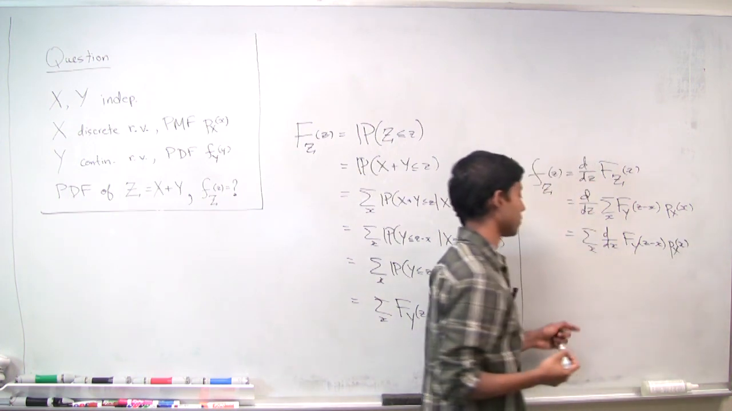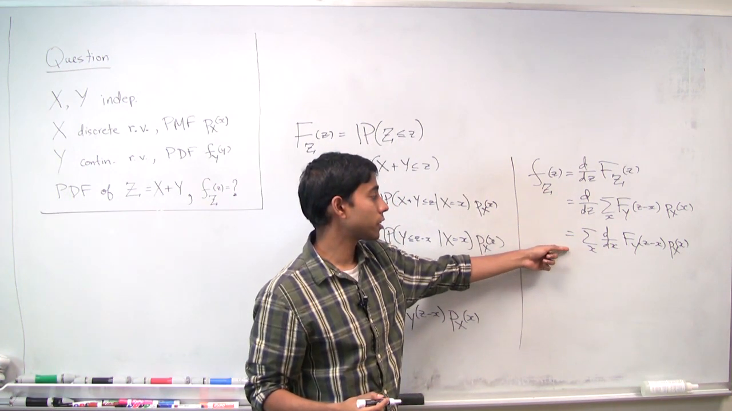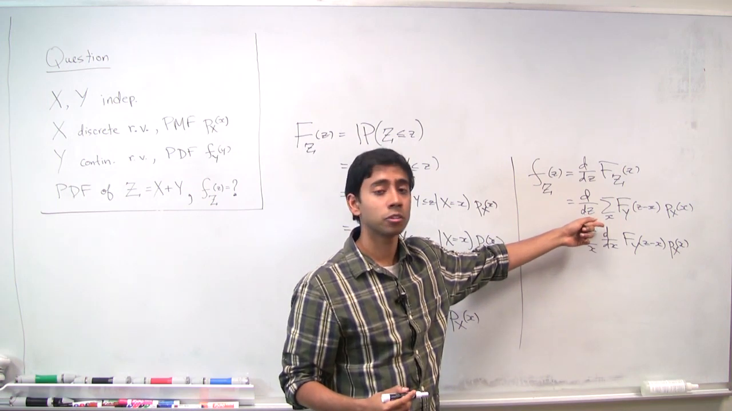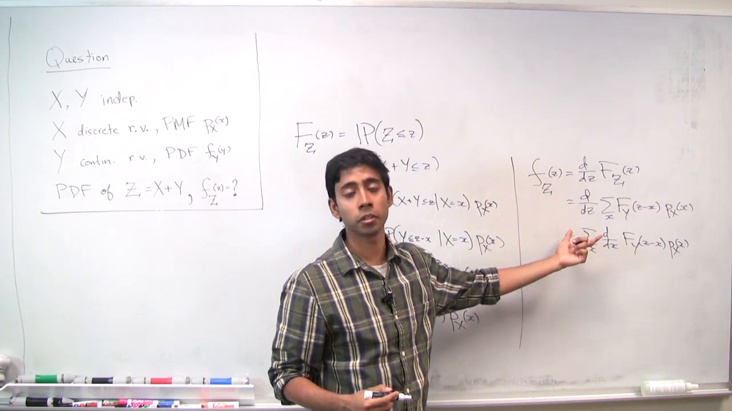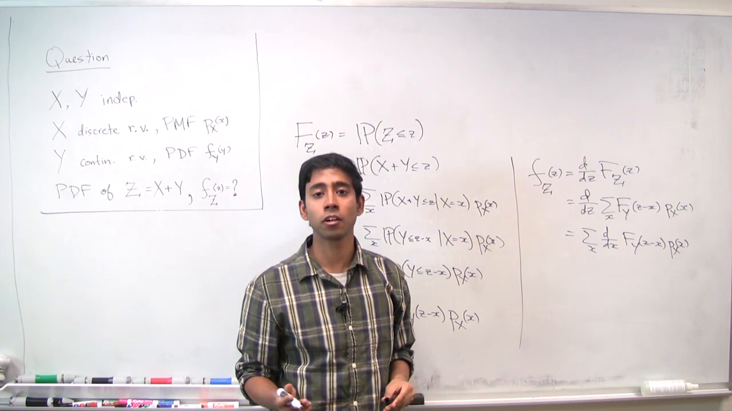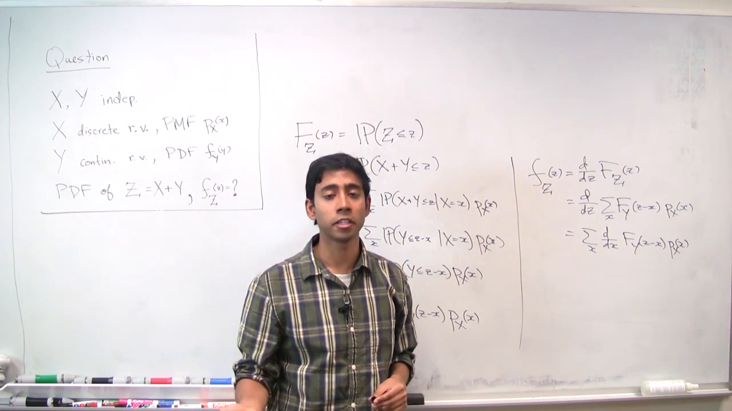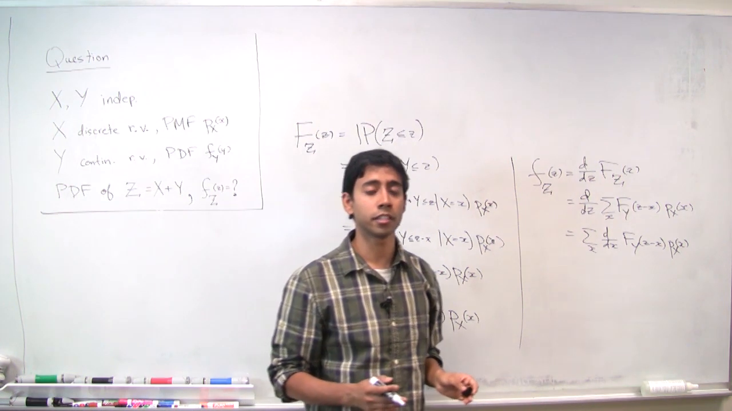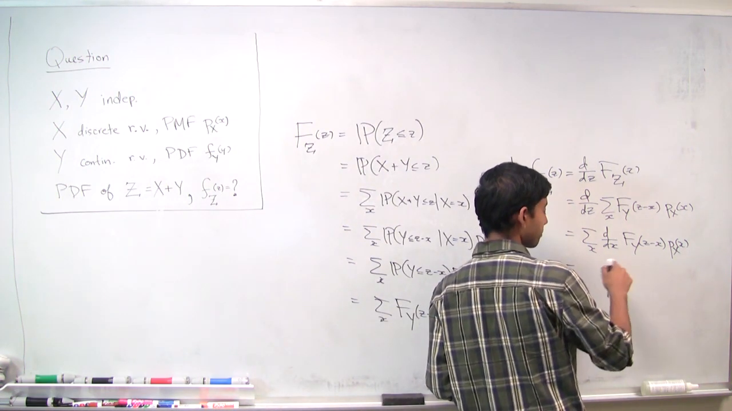And a note of caution here. If X took on a finite number of values, you'd have a finite number of terms here, and this would be completely valid. You can just do this. But if X took on, for example, a countably infinite number of values, like a geometric random variable, this would actually require some formal justification. But I'm not going to get into that.